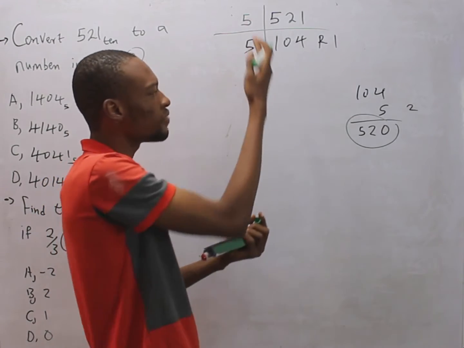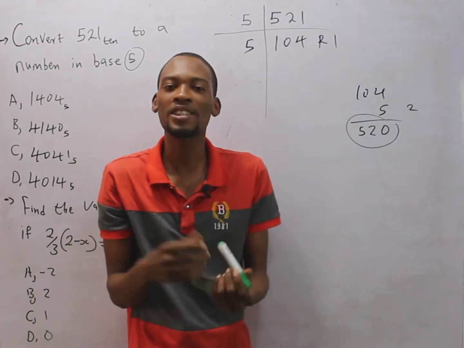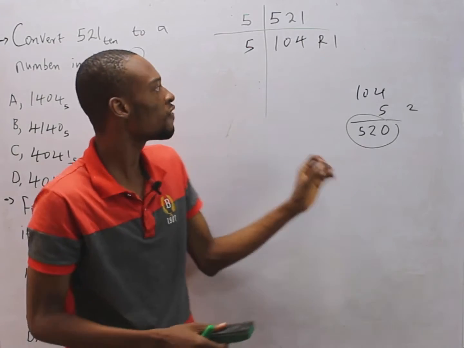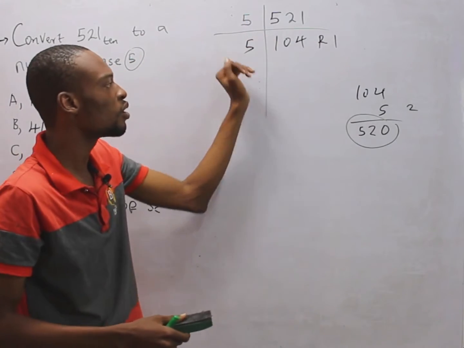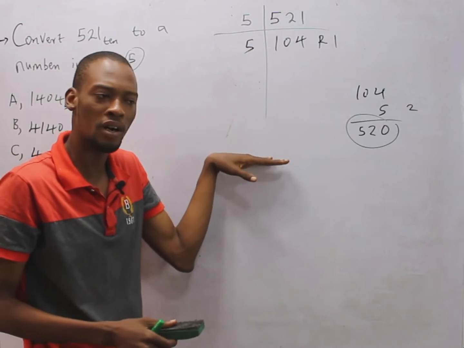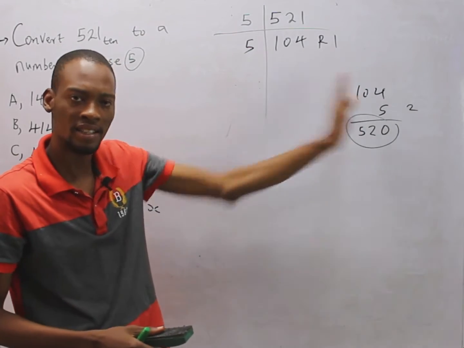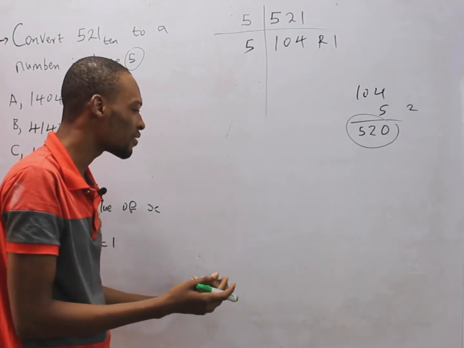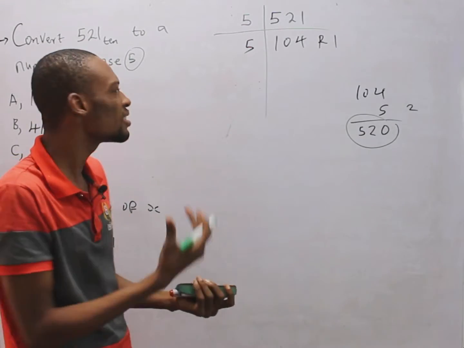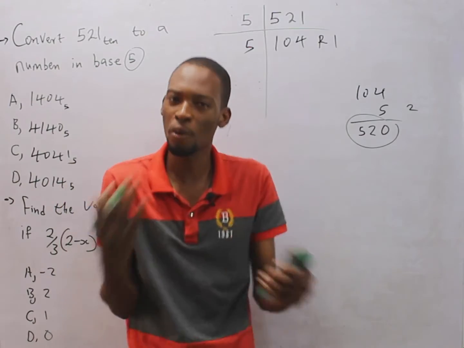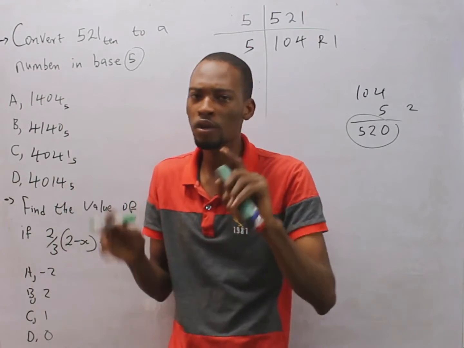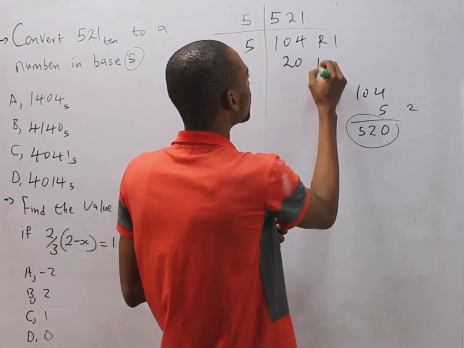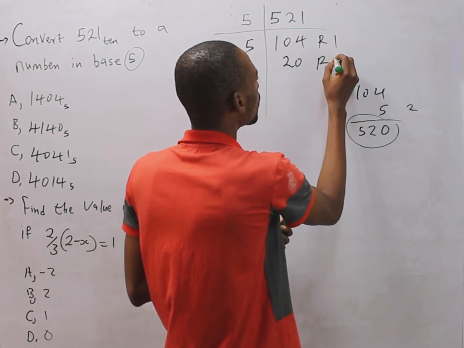Then 5 again, you keep dividing by 5. This is not LCM where you say which number can go. No. If we are converting 521 to base 4, we will divide through by 4 and keep the remainder aside. If we are converting to base 2, same thing. Base 6, the same thing. It's the same method. So any question that comes in your exam, always know what to do. So here we have 20, remainder 4.